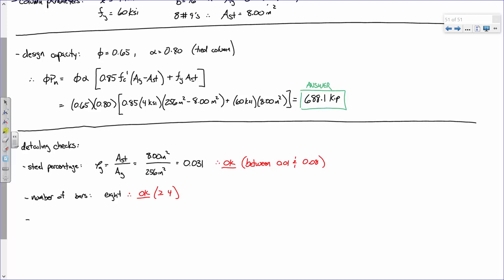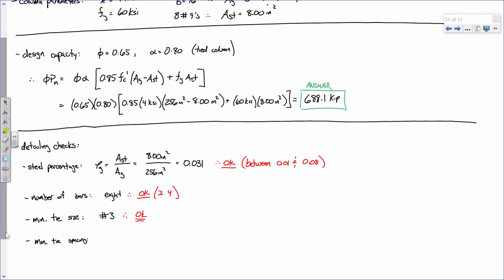So next one is our minimum tie size, which we're using number 3s, which is okay because the minimum tie size is a number 3. So there we go. Now let's look at our tie spacing. Okay. Now we've got minimum tie spacing. Now, I'm going to go ahead and do minimum tie spacing. If you recall, minimum tie spacing is either 1 inch or the longitudinal bar diameter.